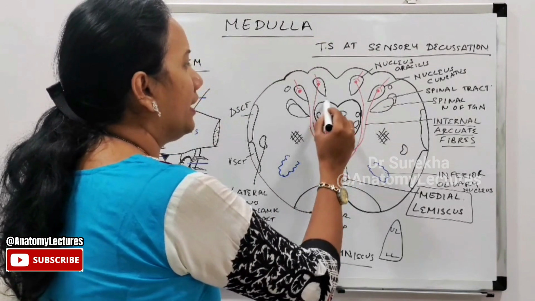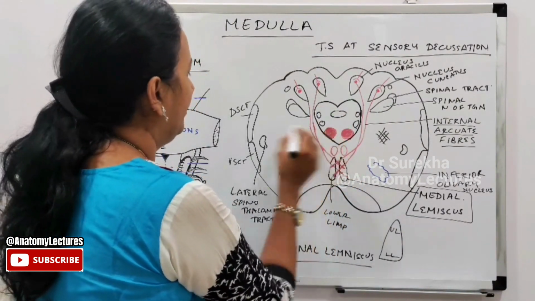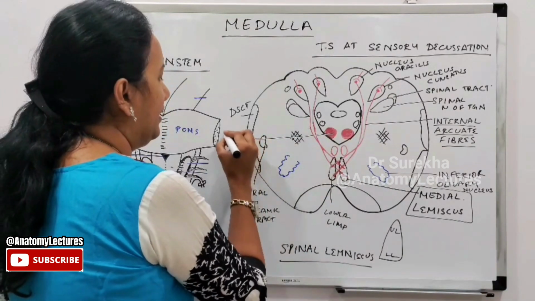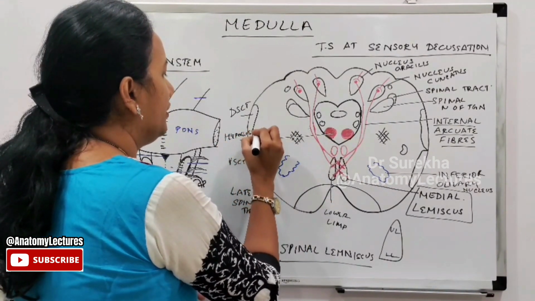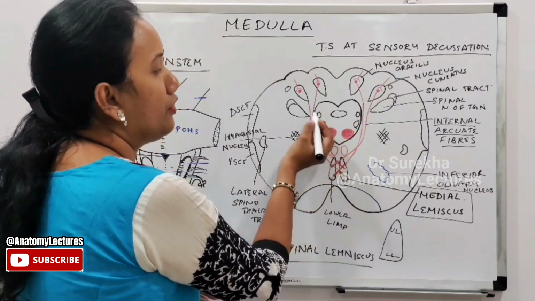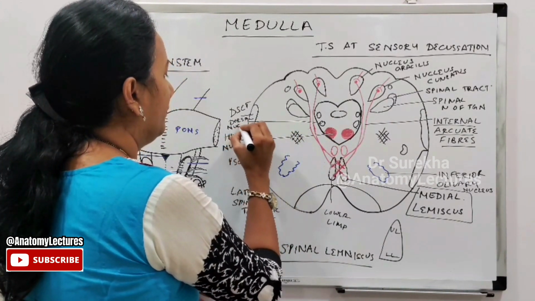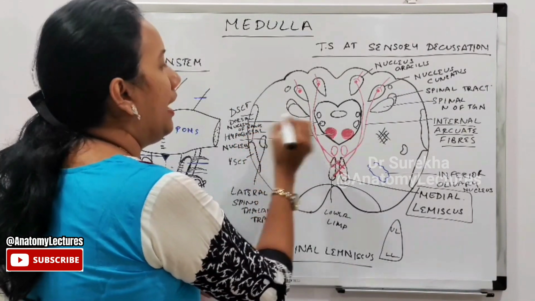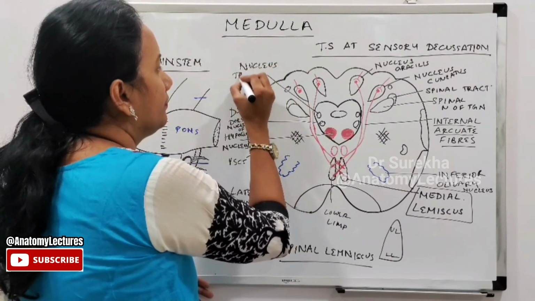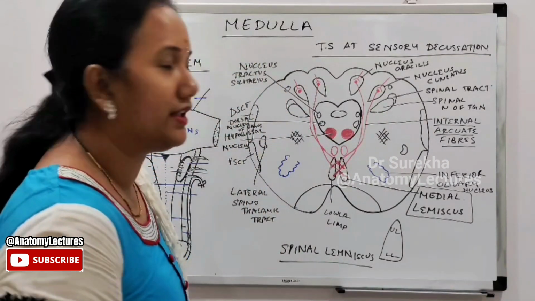Now, if you have a look at the grey matter, it is very much diminished in size, and you see the presence of three nuclei. The first one, which is present anteriorly or ventrally, is the hypoglossal nerve nucleus. The nucleus present dorsolaterally to this hypoglossal nucleus is called the dorsal nucleus of vagus. And dorsolateral to this dorsal nucleus of vagus, you have the nucleus tractus solitarius. This nucleus tractus solitarius carries the taste sensation.